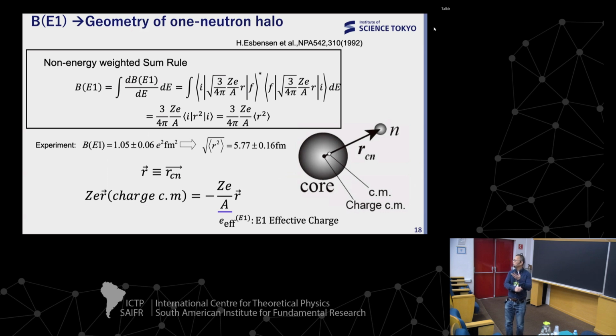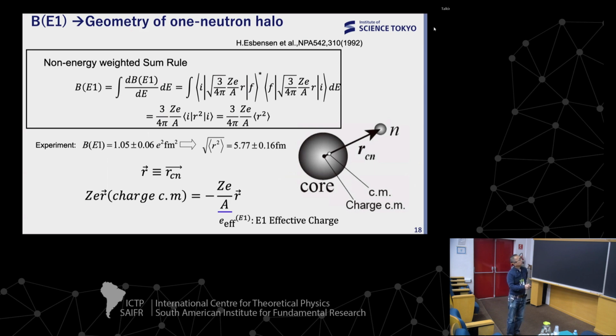I think Francesca also introduced this, right? We have the non-energy weighted sum rule. For instance, you can have a look at Benson's paper. If you integrate over dB/dE1, then this integration is written like this. If you sum up all the final states, then this becomes unity. So you can write R squared, so this becomes an expectation value for R squared.